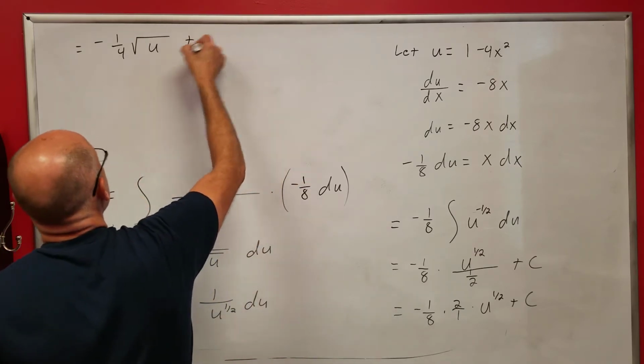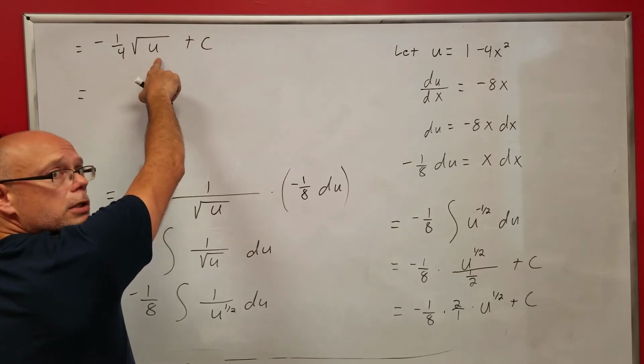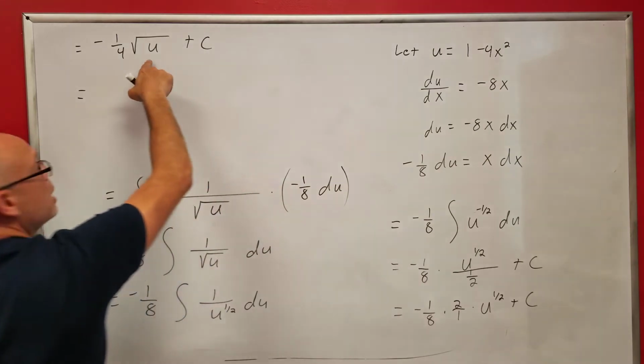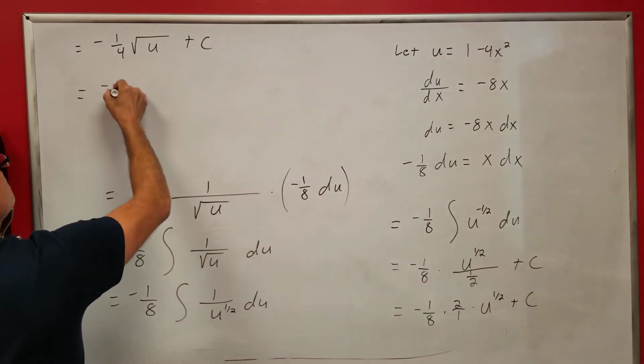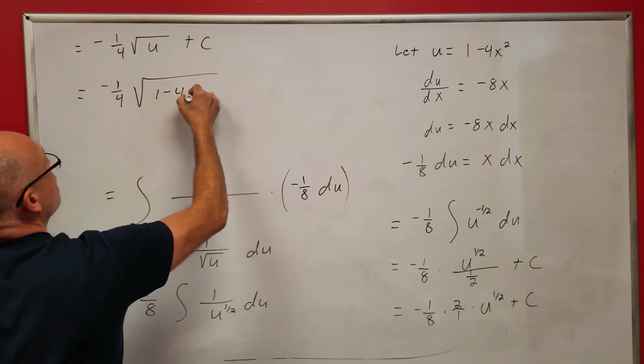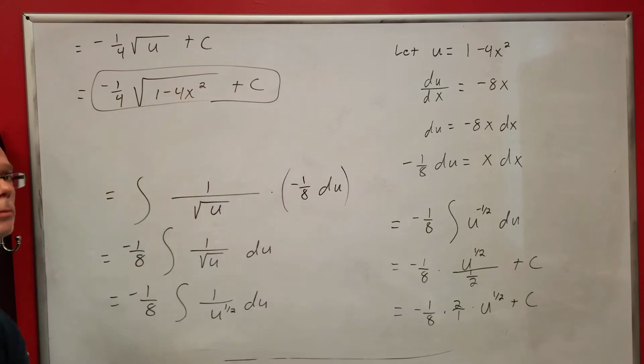Plus c. And at the very end, I need to back substitute. Put this u back in terms of x. So I'm going to put in 1 minus 4x squared for u. So negative 1/4 times the square root of 1 minus 4x squared plus c. There we go.